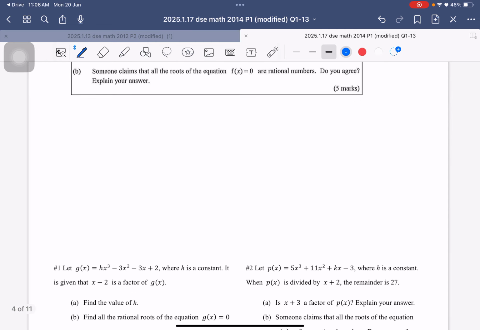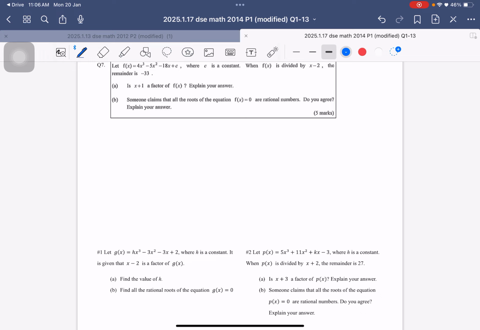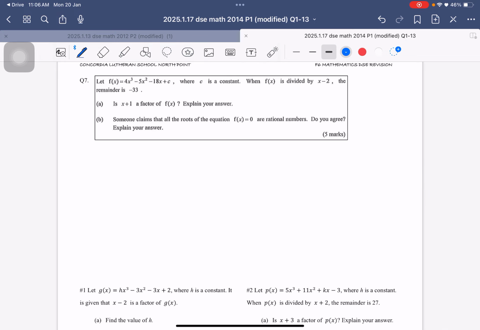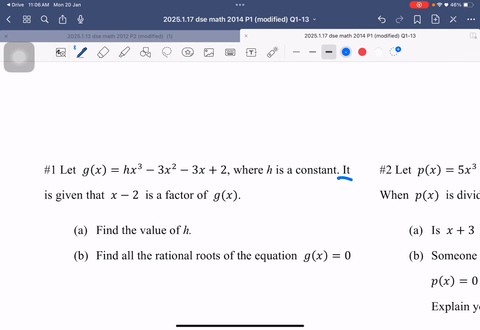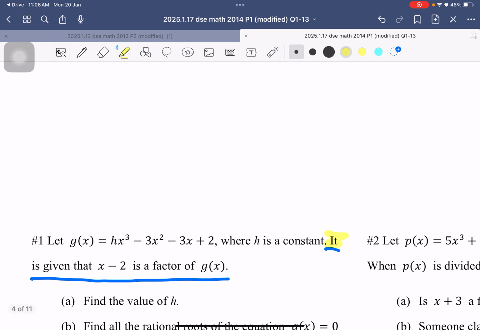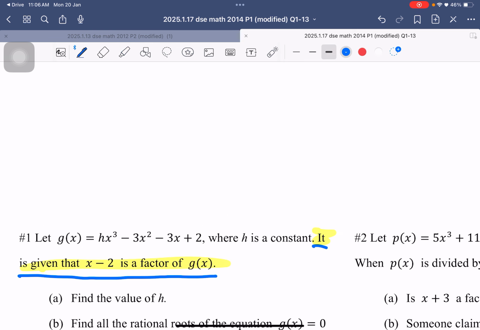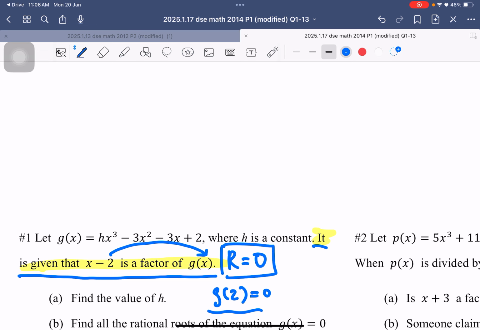I think I only have time to finish until this page. Okay? Mark, you forgot again. What's the meaning of "it is given that x minus 2 is a factor of g(x)"? What can you conclude from this sentence? If this is a factor, it means the remainder is equal to 0. Then how do we find the remainder? For the remainder, we just substitute this number into the bracket. So we have g(2) is equal to 0, isn't it? Then you solve the equation. Understand? Okay?